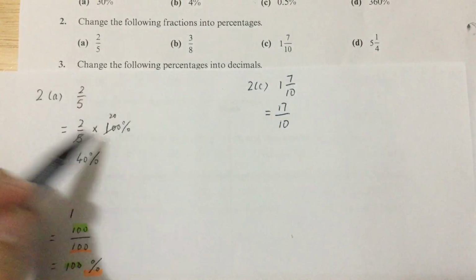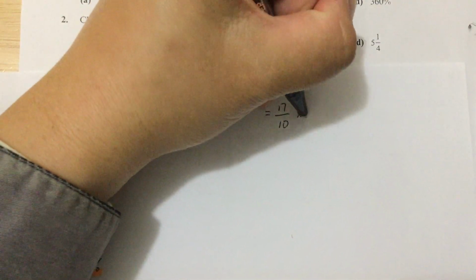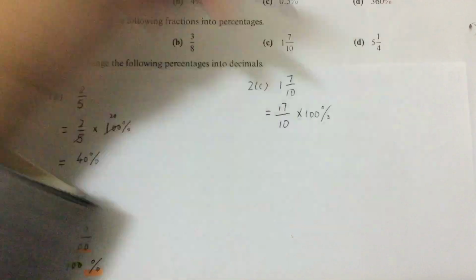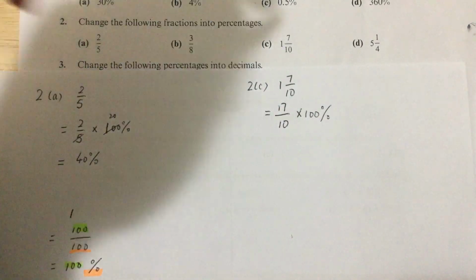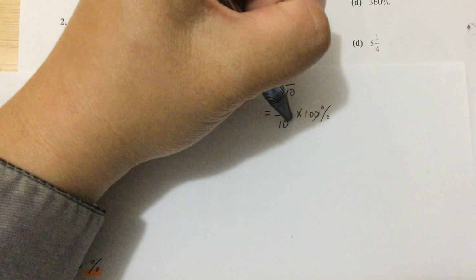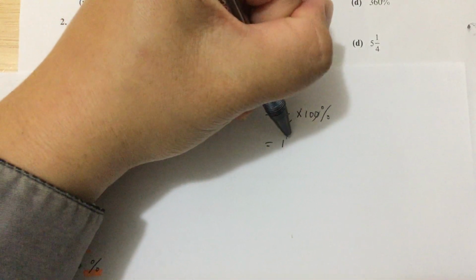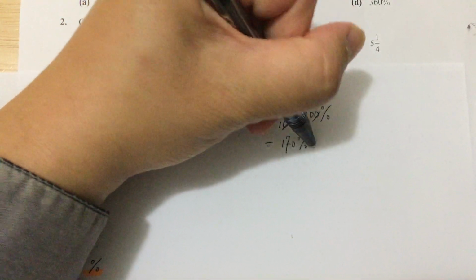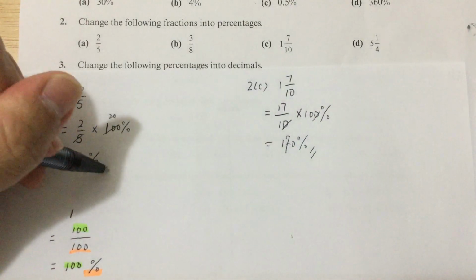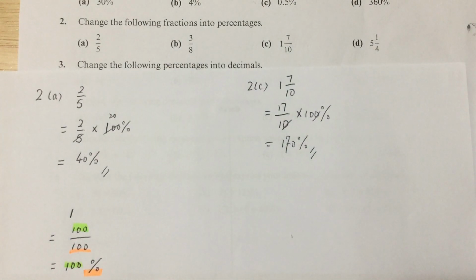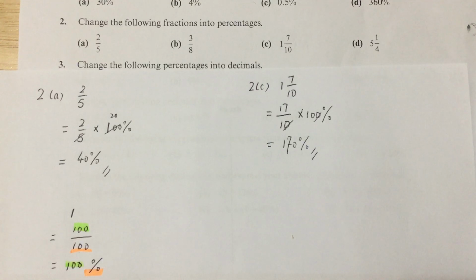And then once again, we will multiply by 100%, because 100% is equal to 1, so it does not change anything. So we will do the cancellation, and then that is 170% here. Okay, we finish these 2 questions. I will give you 30 seconds to do question 2B and question 2D now. I will give you the answer immediately after that.